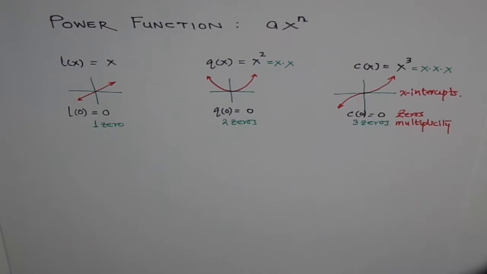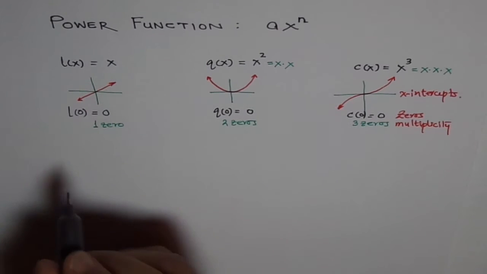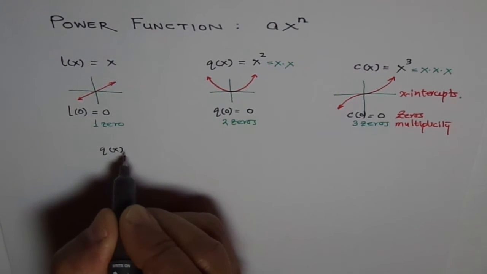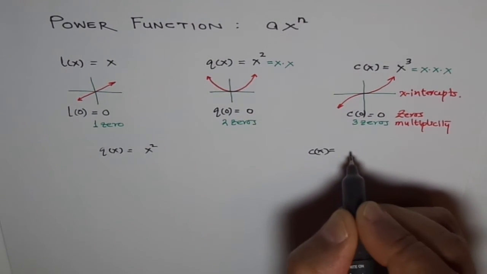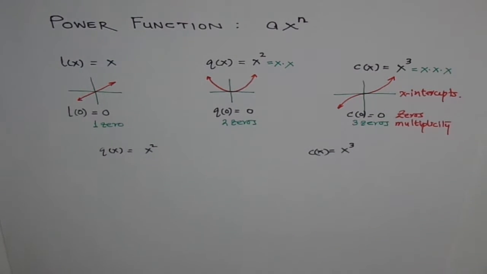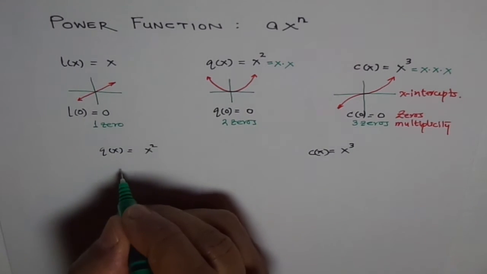Okay, so by now we have learned the difference between x-intercepts and zeros, and how the multiplicity of zeros modifies the way the graph interacts and the way the graph should be sketched at an x-intercept. Okay, now let's look into further details of our quadratic and cubic functions. Let's go back to the quadratic function Q(x) equals x squared and C(x) equals x cubed, and let's take a broader view of these. Let me draw this first for you.